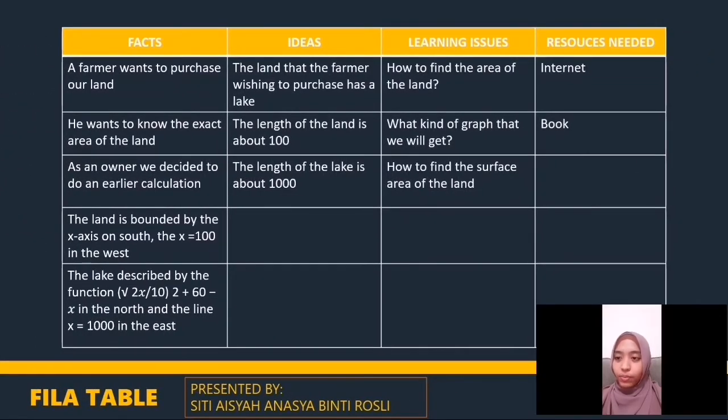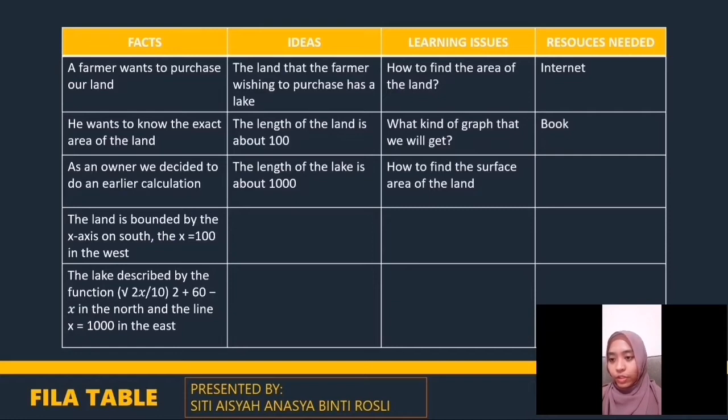Problem format. A farmer wishing to purchase a land would want to know the exact area of the land. Based on the ground plan, the land is bounded by the x-axis on the south, the line x equal to 100 in the west, the lake described by the function y equal to (square root 2x over 10) to the power of 2, plus 60 minus x in the north, and the line x equal to 1000 in the east. As an owner of the land, you decided to do an earlier calculation so that the sale and purchase process will be fast and smooth. You start by sketching the graph and finding the area of the land. Then you also want to find the surface area of the land.